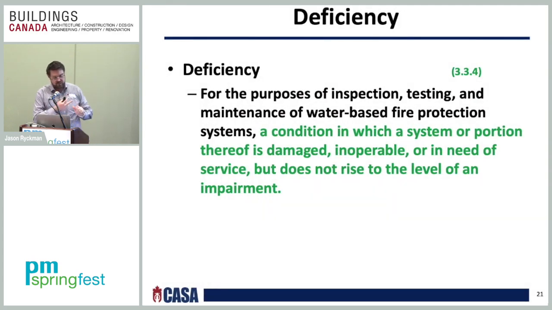Deficiencies. As mentioned, there are critical and non-critical deficiencies. A deficiency is a condition in which the system or portion thereof is damaged for some reason. It's inoperable or in need of service, but it does not rise to the level of what we call an impairment.